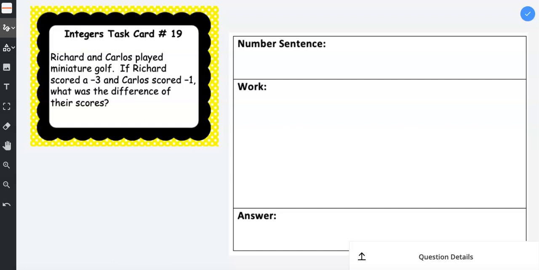Integers task card number 19. Richard and Carlos played miniature golf. If Richard scored a -3 and Carlos scored -1, what was the difference in their scores?